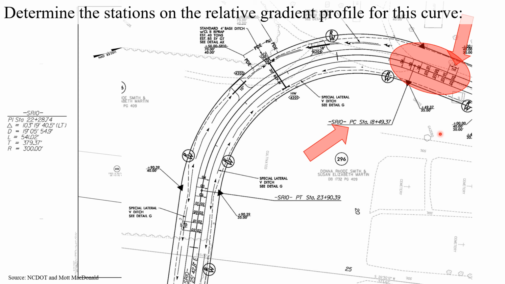And now moving on to the other side of the curve, the PT. We've got our components for the end of the curve here. And again, we see that 17-foot increment for a 1% change in our cross slope.